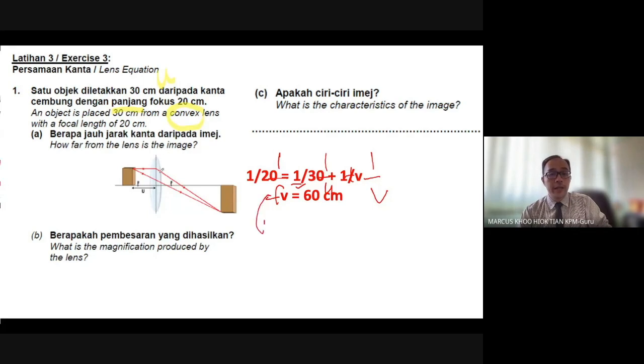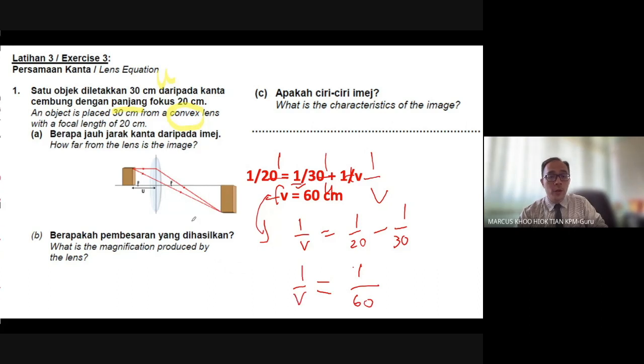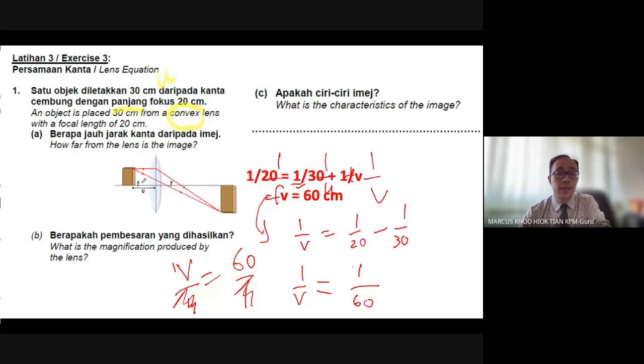If you don't know how to get this, let me just show it to you. 1 over v equals 1 over 20 minus 1 over 30. This will give you 1 over 60. So 1 over v equals 1 over 60. How do I get the 60? Just flip it over: v over 1 equals 60 over 1. No need to write over 1, so v equals 60. The act of flipping over is something that I hope will not be a problem for all of you, but that's how you would do it.